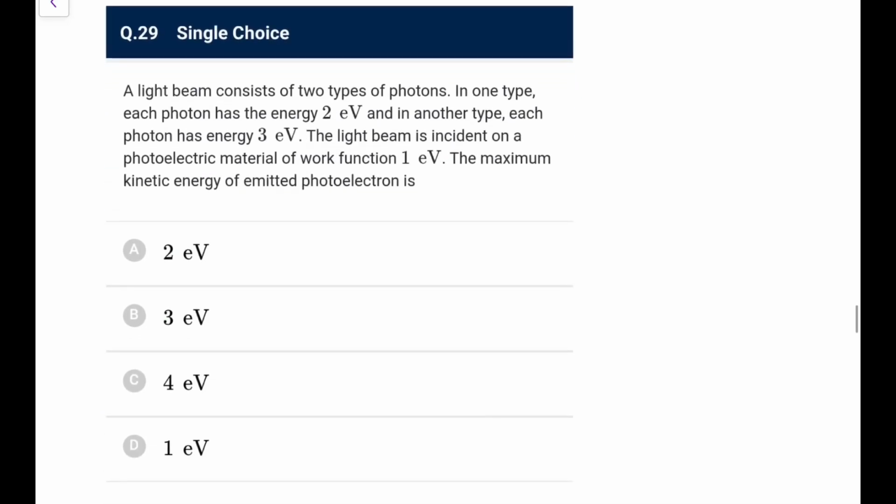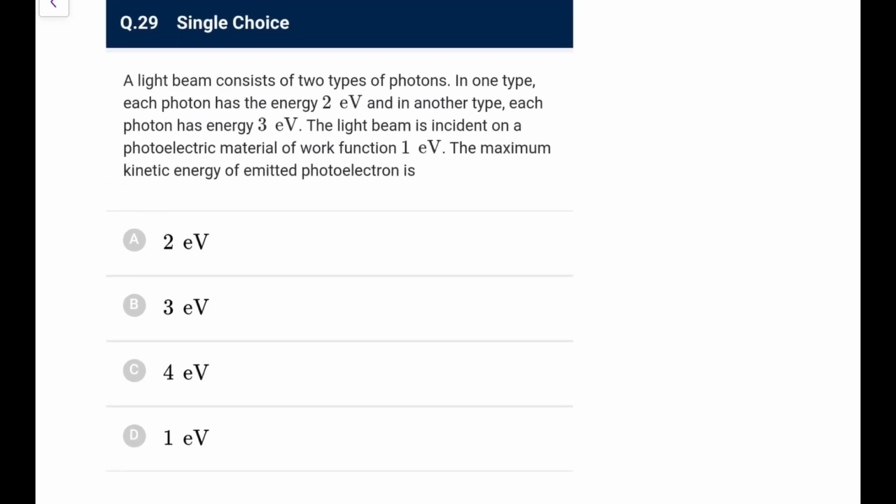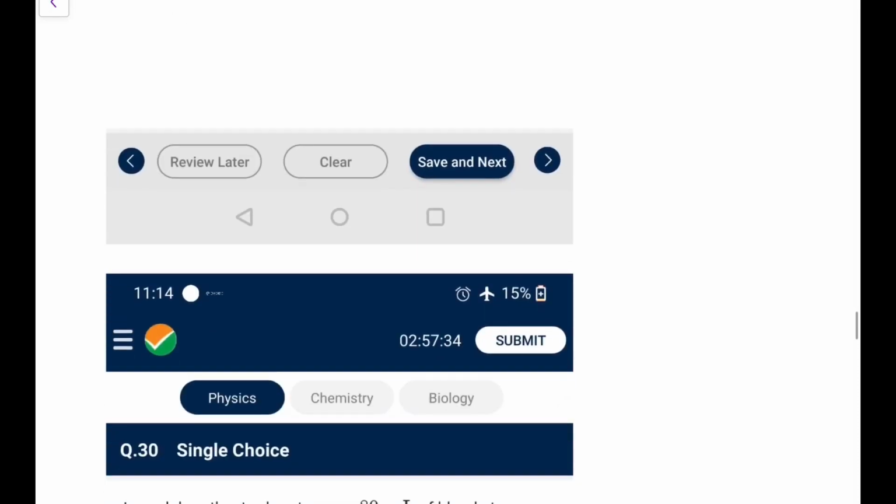Next one. A light beam consists of two types of photon. In one type, each photon has energy 2 eV, and in the other type each has 3 eV. The light beam is incident on a photometal of work function 1 eV. The maximum kinetic energy will correspond to the higher photon energy, and that would be 2 eV. Directly you can go. So that's an easy one for you.